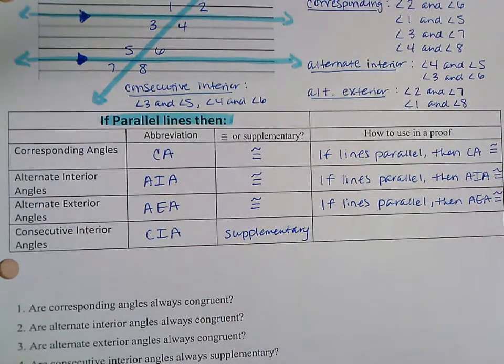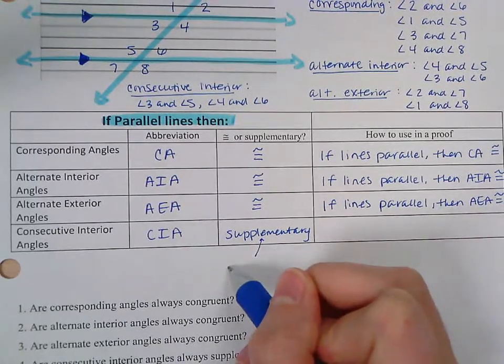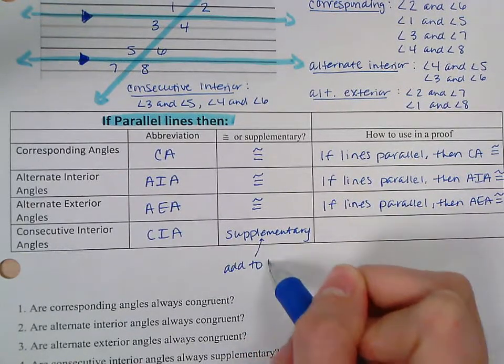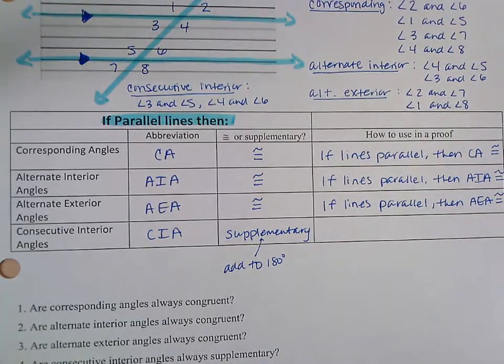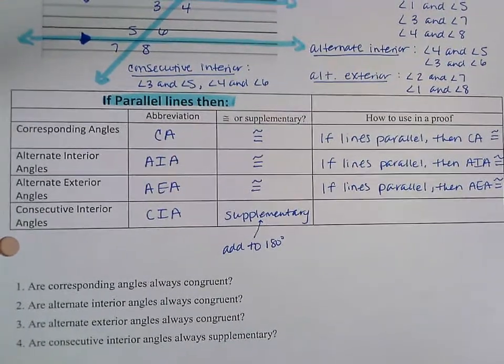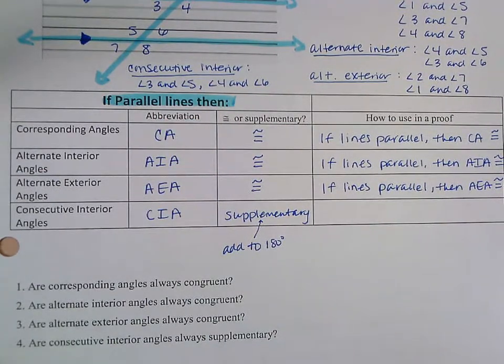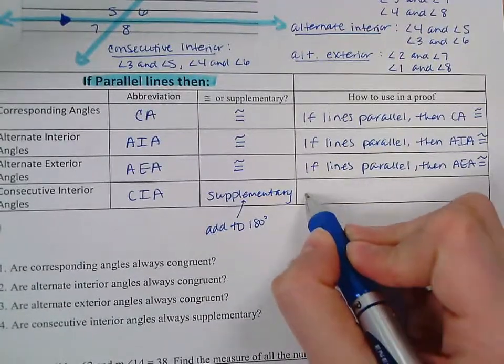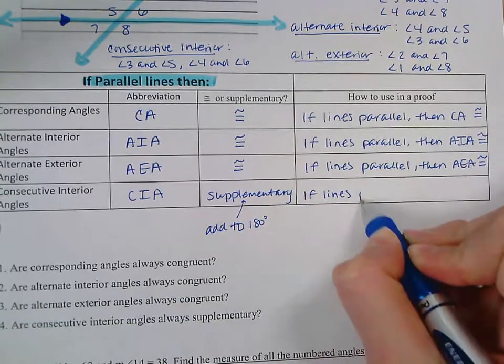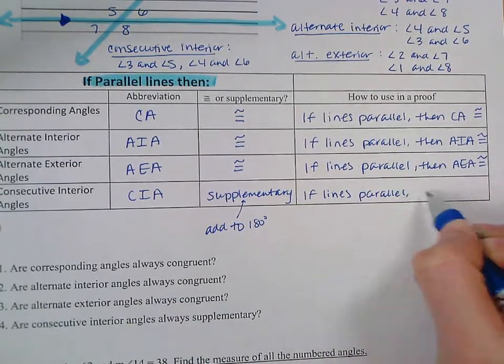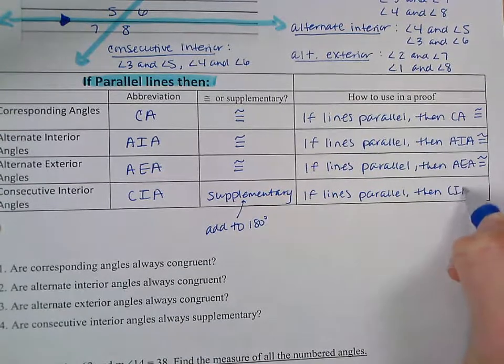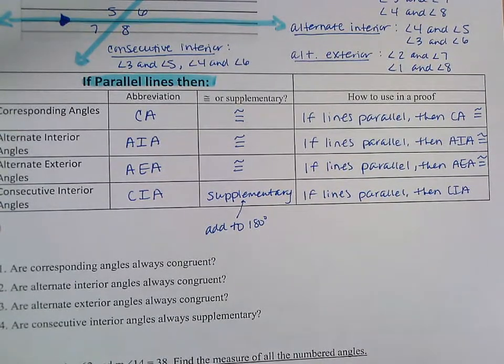What does supplementary mean? Angela? Yes. So add to 180 if you just want to make a reminder to yourself of what supplementary means. So in our picture, if I add angle 3 and angle 5, that should equal 180. If I add 4 and angle 6, that should equal 180. So how this would be used in a proof is if lines are parallel, then CIA for consecutive interior angles are supplementary.